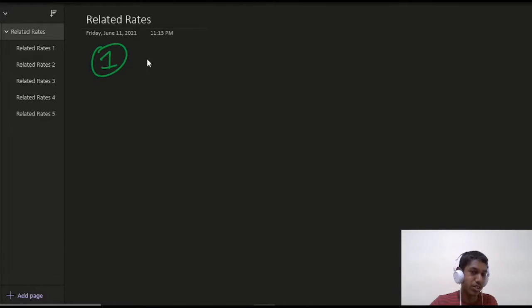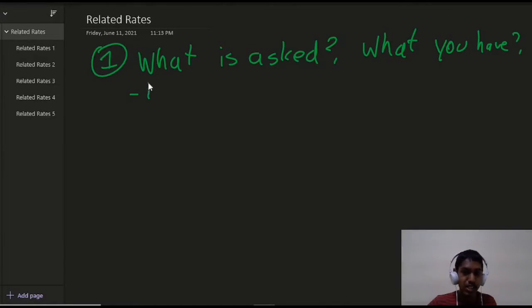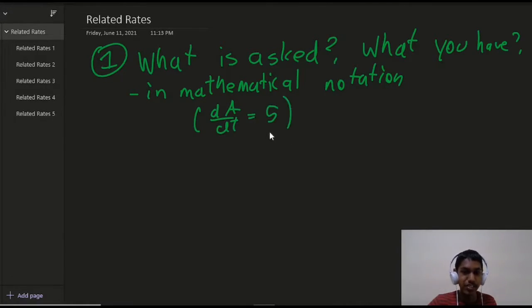So the first thing you want to do is write down what they want and what you have, and write these in mathematical notation. This is something like, maybe you say dA/dt is equal to 5, and include units, so maybe it would be feet per second or something. Just write it out in this math form, because this will help you when you're going to solve the problem and use it.